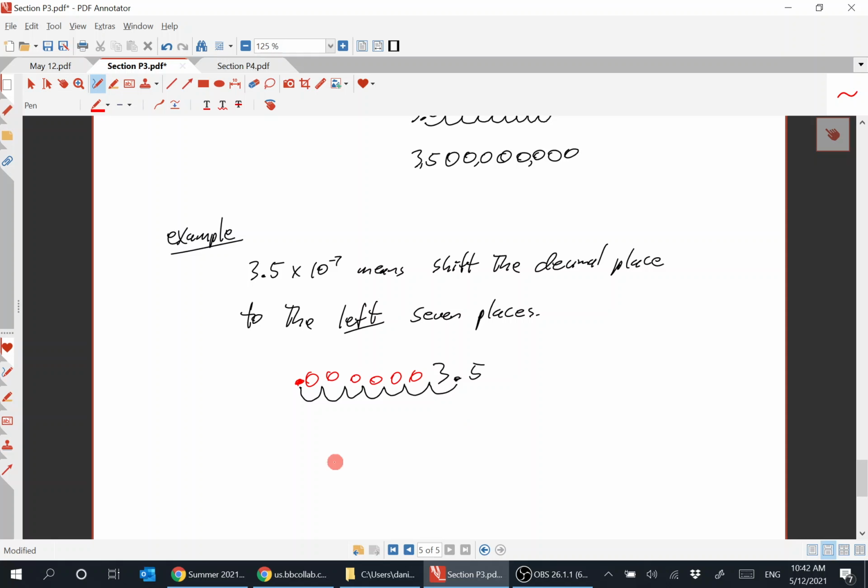So what we're left with is this. So that's 0.00, 3, 4, 5, 1, 2, 3, 4, 5, 6, 7, 8. All right, so 0.00000035, that's 3.5 times 10 to the minus 7. And on your calculators, you have that functionality built in.